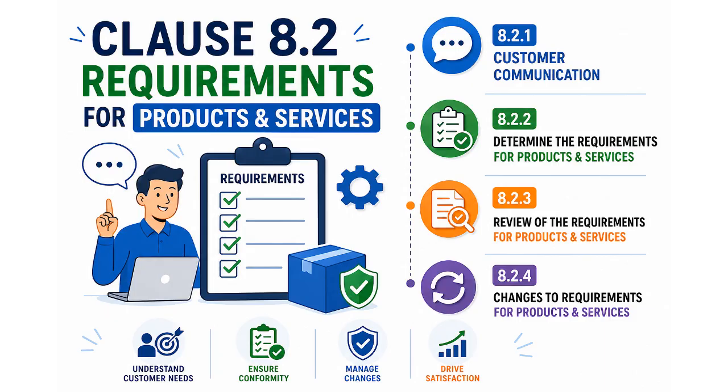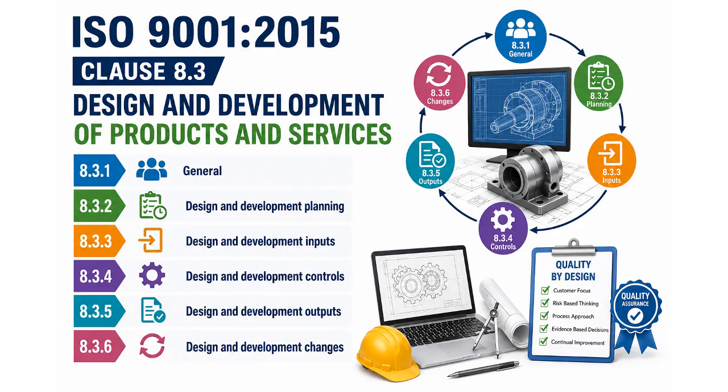Fourth subclause is 8.2.4, that is changes to the requirements for product and services. The organization shall ensure that relevant documented information is amended and that relevant persons are made aware of the changed requirements when the requirements for product and services are changed. Here we will see now 8.3, that is design and development of product and services. Clause 8.3.1 states the organization shall establish, implement and maintain a design and development process that is appropriate to ensure the subsequent provision of products and services.